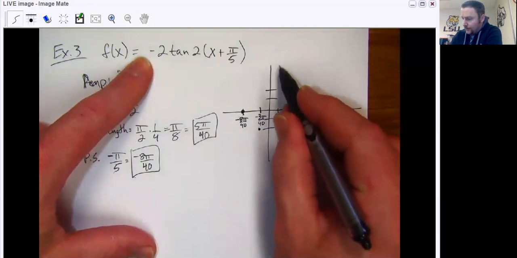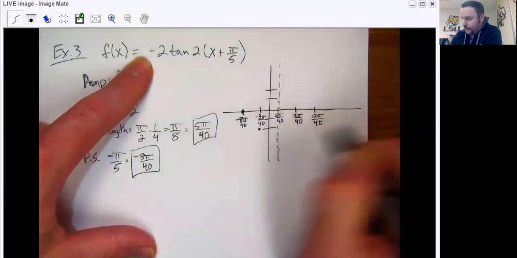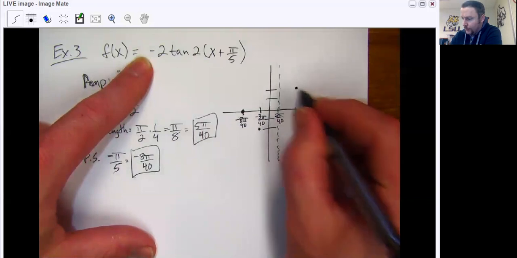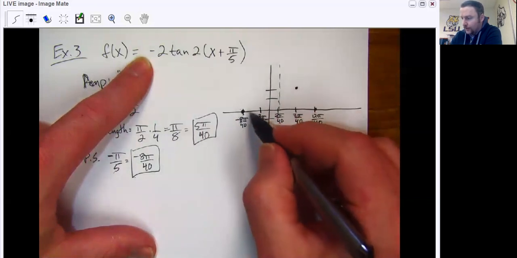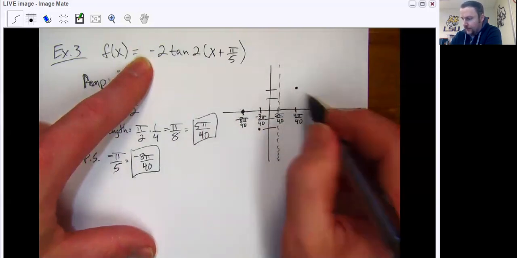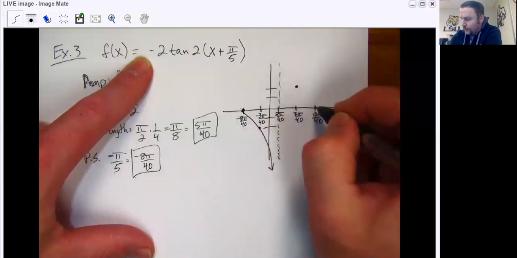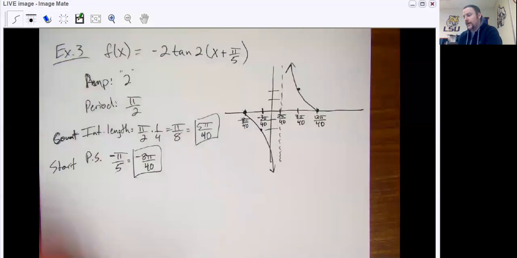The middle one is the asymptote. So this is your asymptote now, right? And you're back at the opposite, which would be up 2, and you're back at 0. So it's like 0, negative amp, asymptote, positive amp, 0. So this would be a negative tangent with a phase shift of negative pi over 5. That's what we're looking at.